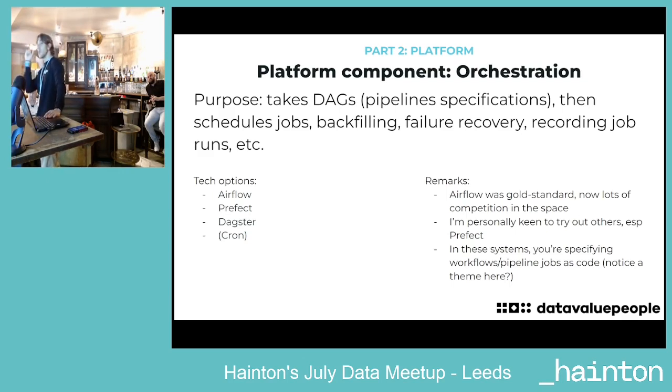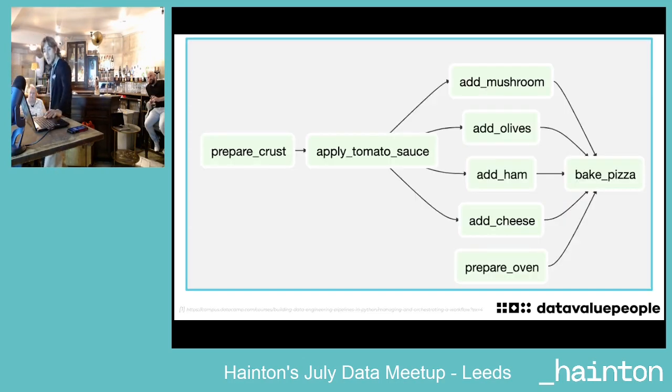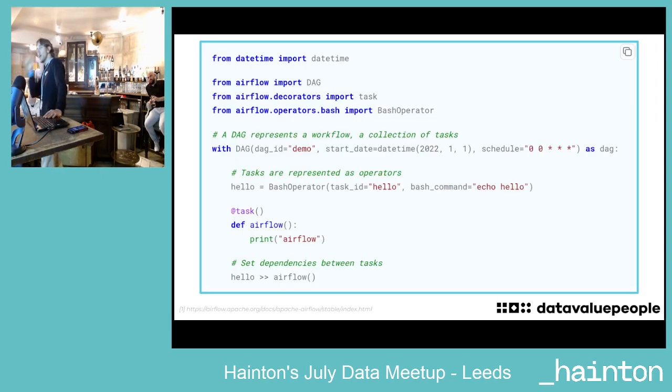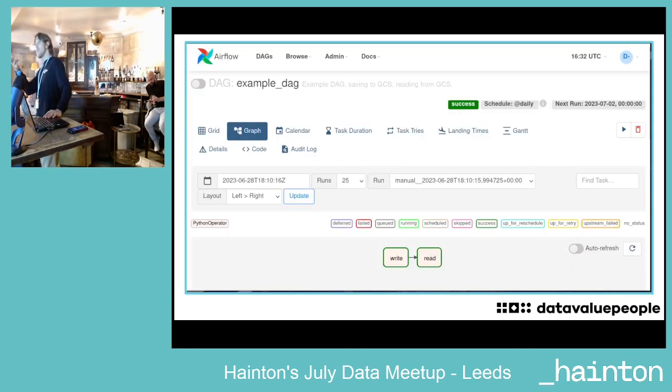So tech options: Airflow is kind of the gold standard, though there's a lot of competition in that space now, so there are some other ones you can check out, Prefect and Dagster, which look good. Okay, cool, that was DAGs. This is what an Airflow DAG file looks like in Python, so it's Python code. That's important. This is what the Airflow UI looks like. So you've got the software managing all your pipelines. It's nice to have a nice user interface.